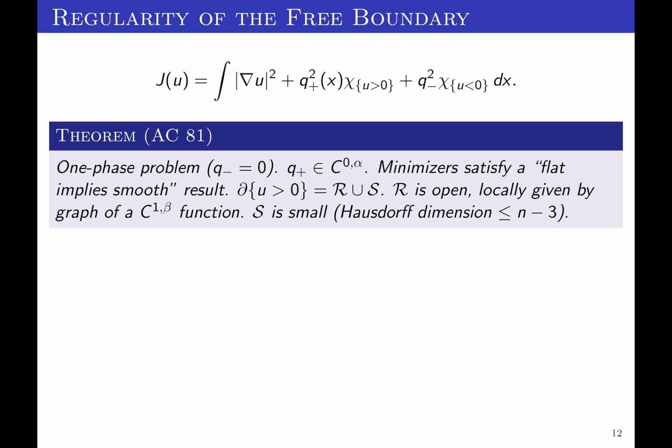This is a common characterization of minimizers to variational problems. For example, in minimal surfaces, the famous Simons cone tells you that if you have a minimal hypersurface, it's smooth almost everywhere, and the set of points where it's not smooth is a set of codimension at least 7.